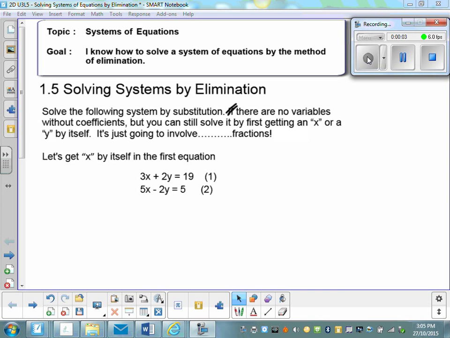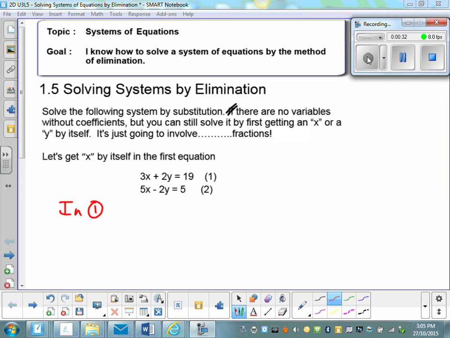Okay guys, today we're going to continue with systems of equations, and today we're going to be looking at a method called elimination. So with this first example, we're going to solve the following system by substitution, and in this case there are no variables without coefficients, but we can still solve for one of the variables. It just means that we're going to get fractions. So let's solve for x in equation 1.